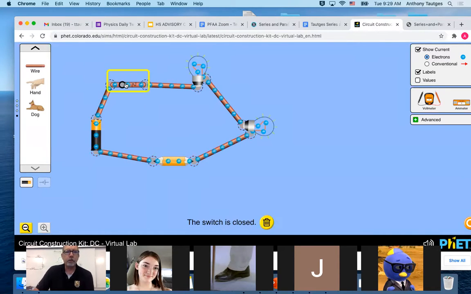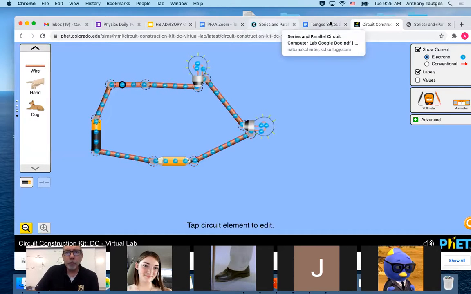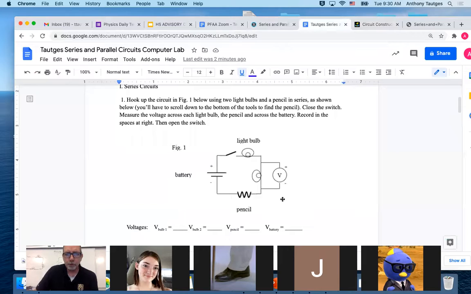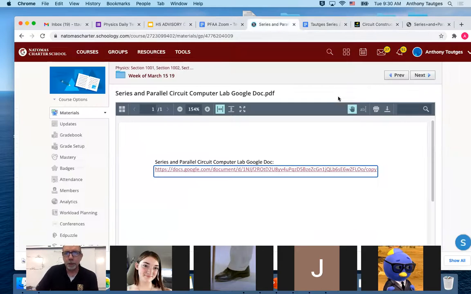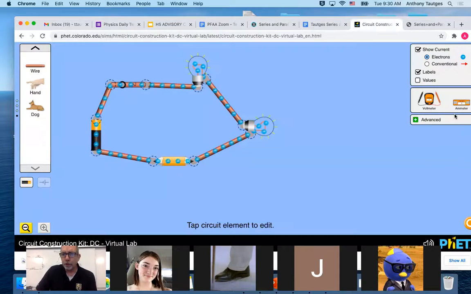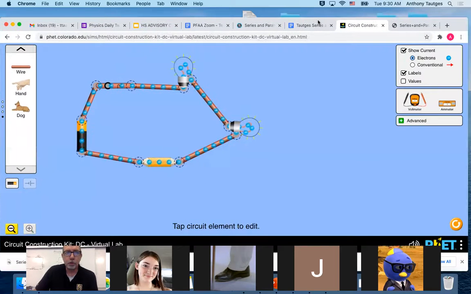And once I close the switch, I get current flowing. You can see the light coming out of the light bulb. Electrons are moving very slowly. And then what we want to do is measure the voltage. So I want to bring a voltmeter in. Those are over here. I have a voltmeter or an ammeter, something to measure voltage or current.